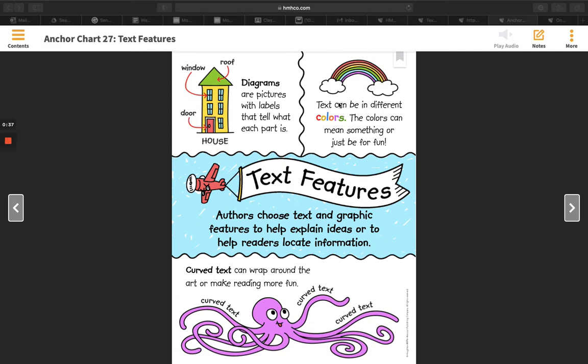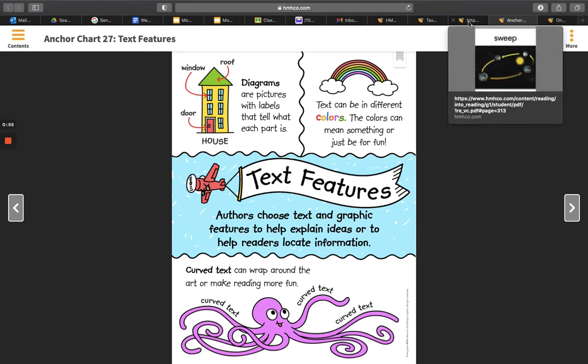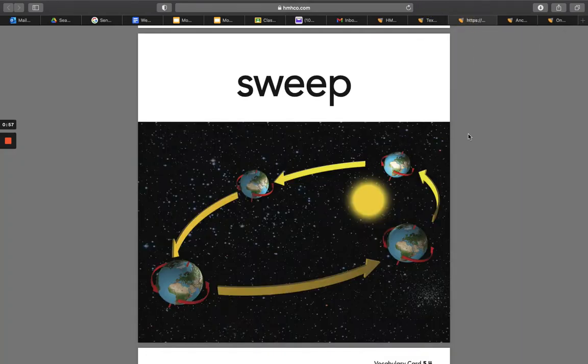It says text can be different colors, and the colors mean something, or they could just be for fun. Or you might have what they call curved text, which can wrap around the art or make reading more fun. So all these special little things that our stories can sometimes have are called text features. Let's look at some vocabulary that we are going to see in our story.